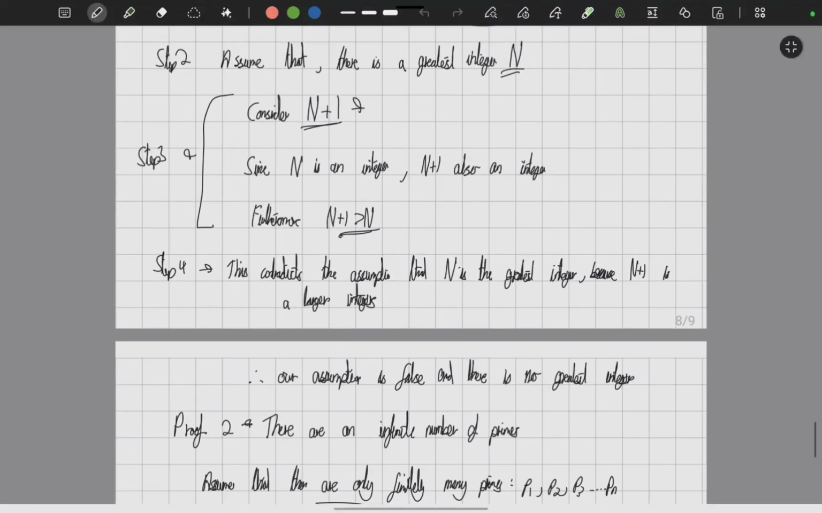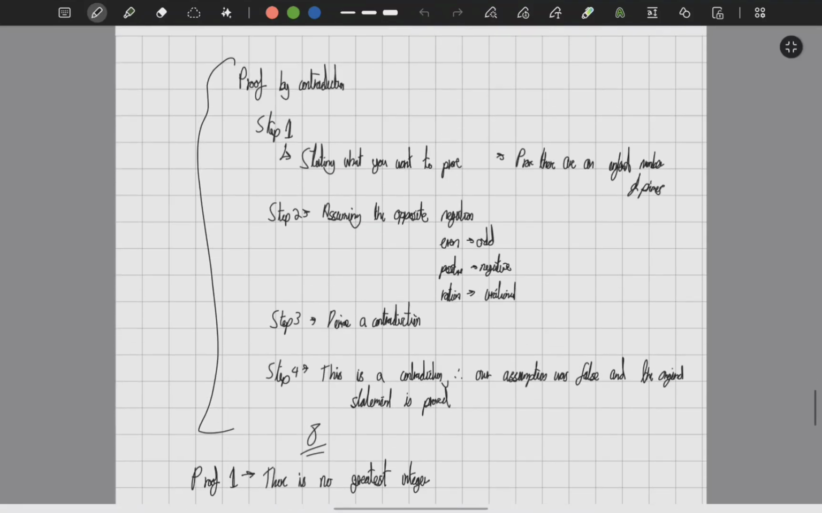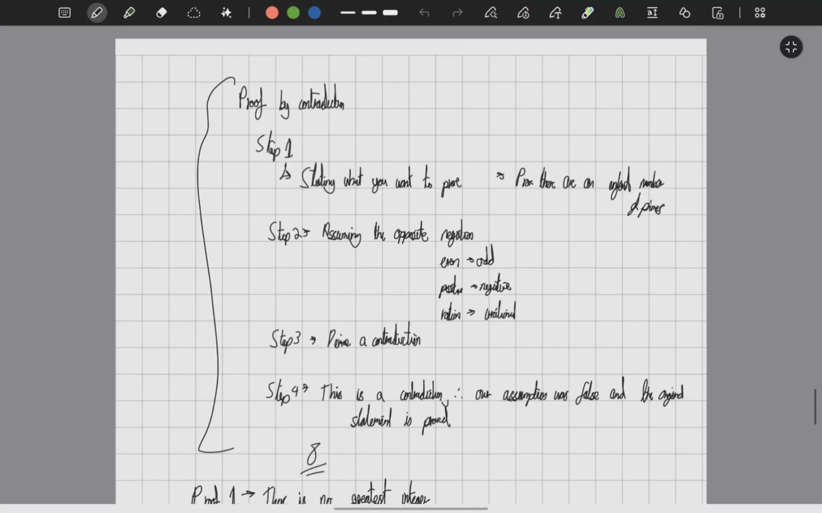Through the other proofs by contradiction, I'll do 3 in this video and 3 in the next. So we can get right to it. I've already introduced what proof by contradiction is, just like a brief overview.